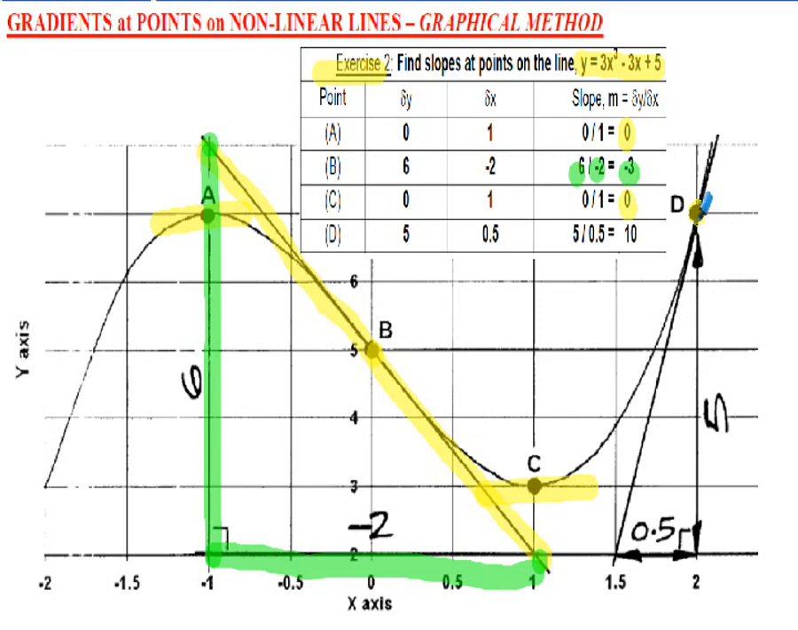Finally, looking at point D, I'm trying to draw my best tangent line I can through point D, and then take 2 points on the line, actually taking the point at D and this point down here. I can work out my vertical distance between the 2 points, it's 5, and my horizontal distance is 0.5. Again, dividing the 5 by the 0.5 gives me a value of 10. So I estimate my gradient at point D is positive 10.